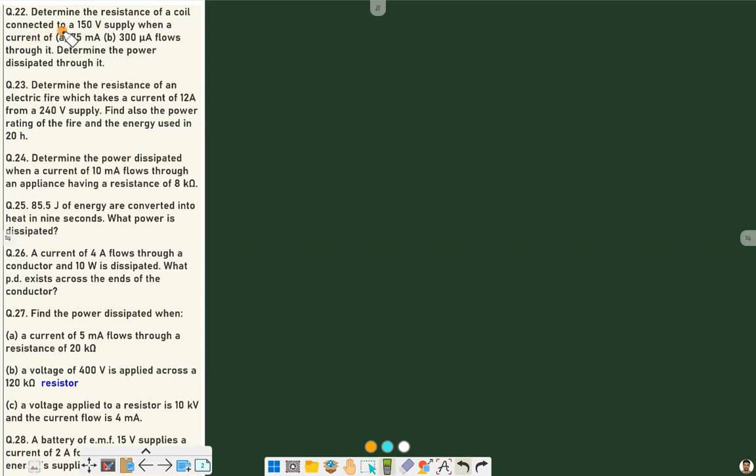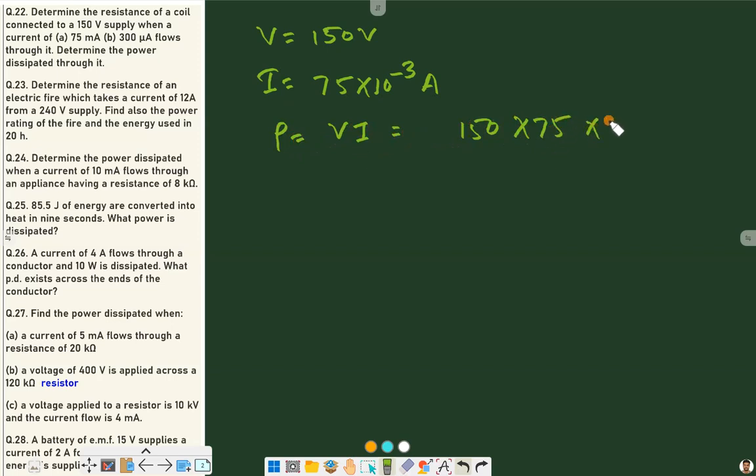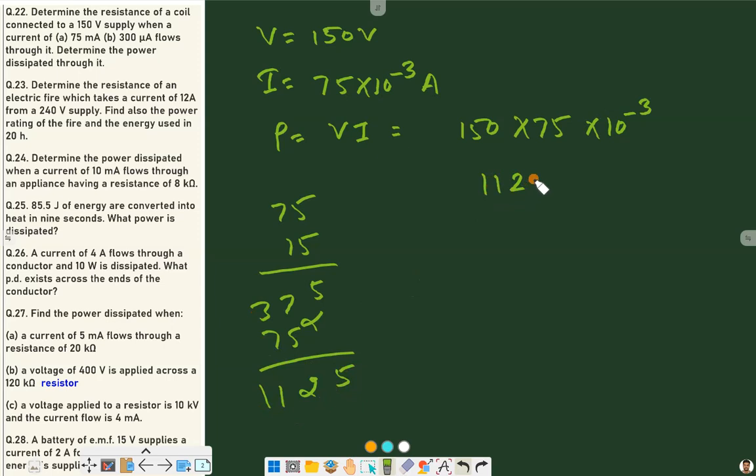Determine the power of a coil connected to a 150 volt supply. So potential is 150 volts and values of current are given. First current is 75 milliampere. So in the first case current is 75 milliampere, and 75 milliampere means 75 into 10 to the power minus 3 ampere. We have to find the power. Power is VI. We just multiply 150 into 75 into 10 to the power minus 3, and you can directly find the answer. So it will be 1125 into 10 to the power minus 2, or you can write it as 11.25 watt.